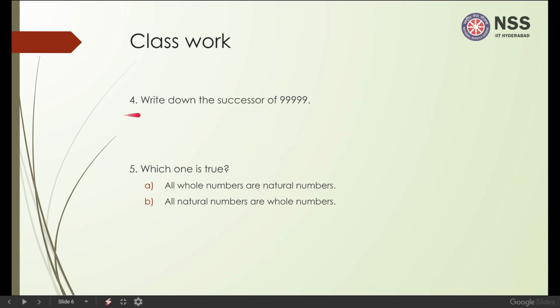Now, write down the successor of 99,999. Pause this video and try to solve this question. So the successor of any natural number is the natural number plus 1. So adding 1 to 99,999, we get 1 lakh. Therefore, 1 lakh is the successor of 99,999.